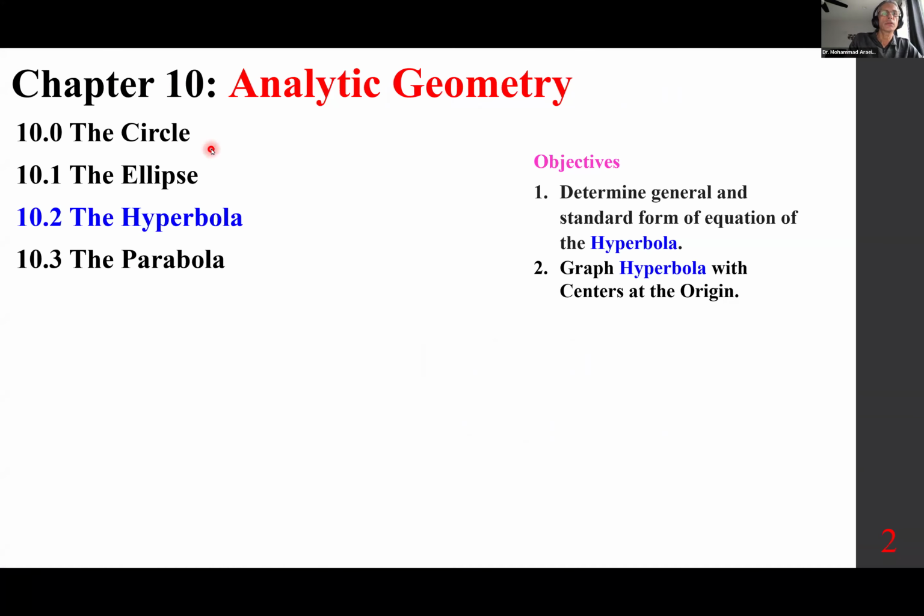We've covered the circle previously, and in this module, we covered the ellipse, now the hyperbolas. The objectives are to determine the general and standard form of the equation of a hyperbola, and graph hyperbolas with centers at the origin.